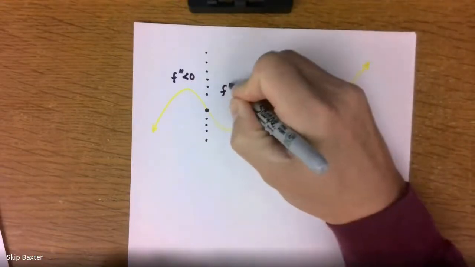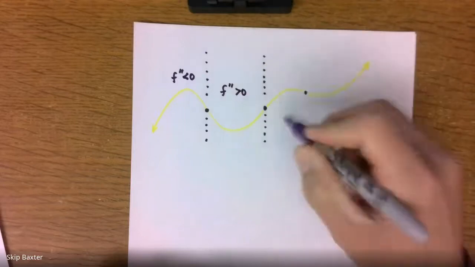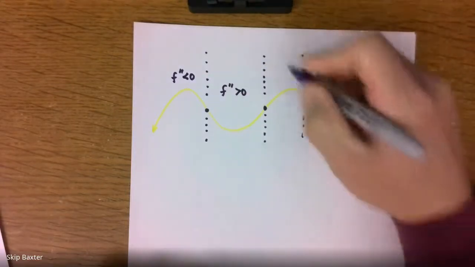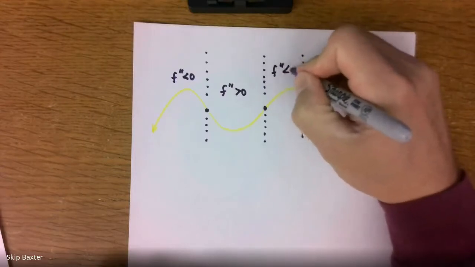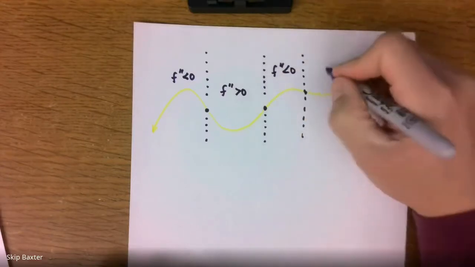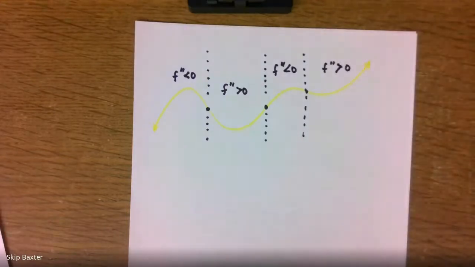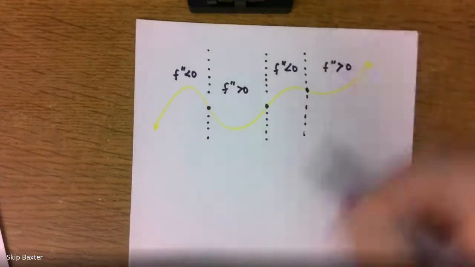So f double prime is positive. The next section is concave down. So f double prime is negative. And the last section is concave up. So f double prime is positive. Right? So these points here are inflection points. That's what they're called.